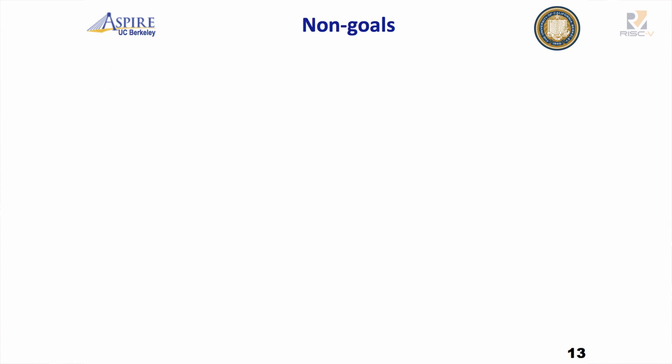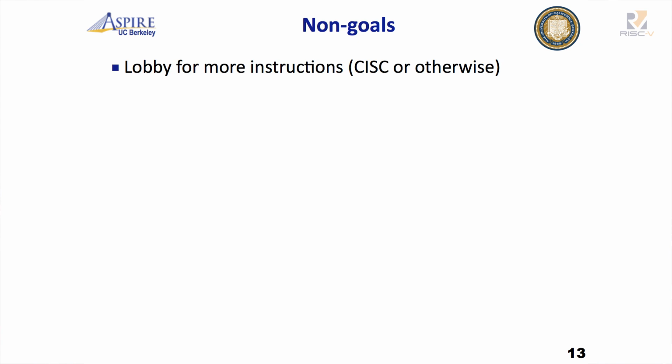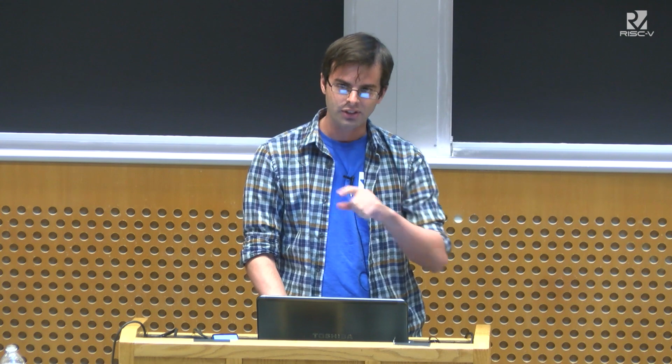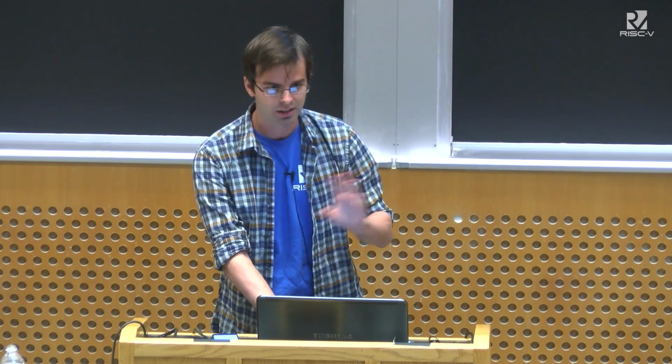I should also clarify my non-goals. I'm not showing this data here to try and make arguments for adding new instructions. There's a lot of due diligence required that I'm not going to go into, and hopefully no one uses my data against me. But you have to think about the verification cost, the time to market, and whether the compiler can actually use these instructions. If it sounds like I'm lobbying for instructions later in the talk, don't listen to me.